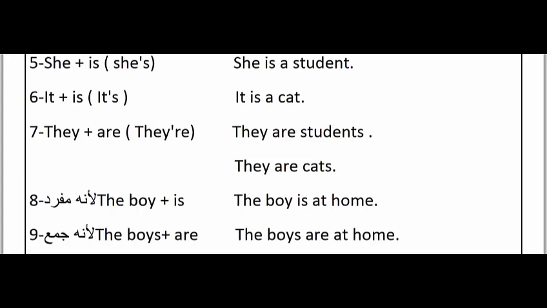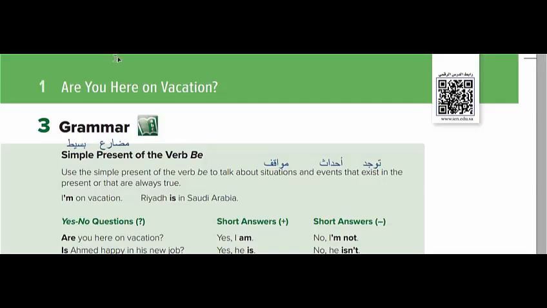Now, let's go back to the book, page number 4, المضارع البسيط, simple present of the verb be. Use the simple present of the verb be to talk about situations and events that exist in the present or that are always true. For example, I'm on vacation, Riyadh is in Saudi Arabia. Here we have subject, I. Verb, I'm. Complement, on vacation. Subject, Riyadh. Verb, is. Complement, in Saudi Arabia.